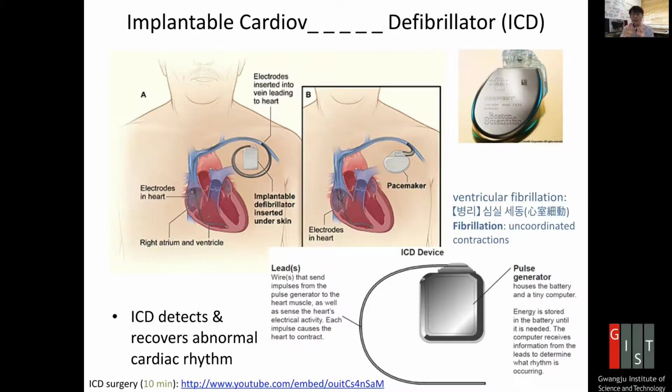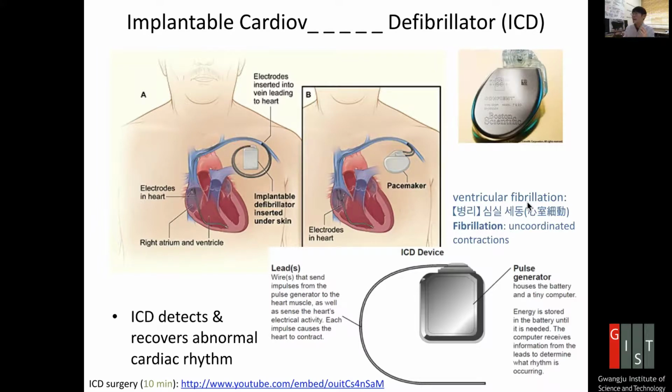So those patients' hearts need to be monitored, their ECG. And if this phenomenon is happening, then we have to give an electrical shock to recover, like resetting the heart so that it can recover its normal rhythm. This can save a lot of people who have this condition. And this phenomenon is called ventricular fibrillation. Ventricular fibrillation means this uncoordinated contraction. So this is a very serious condition.